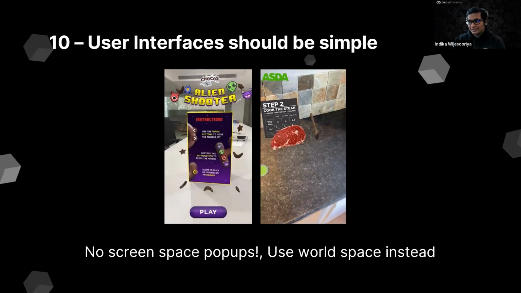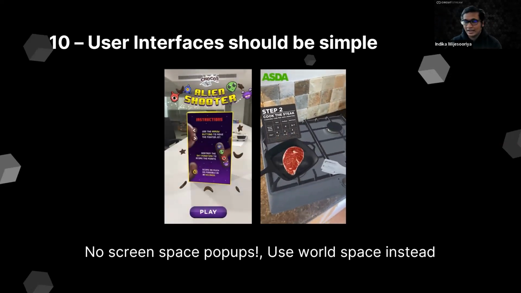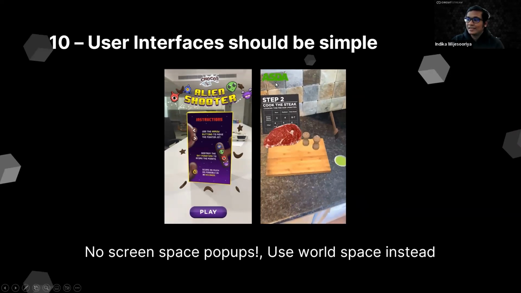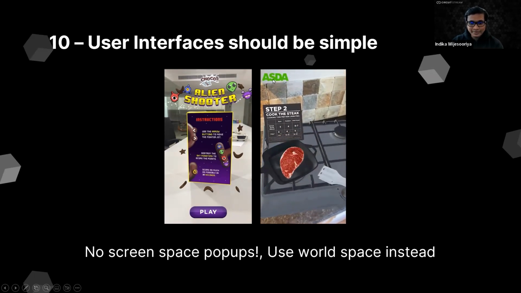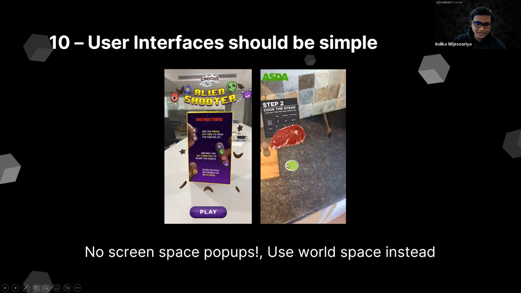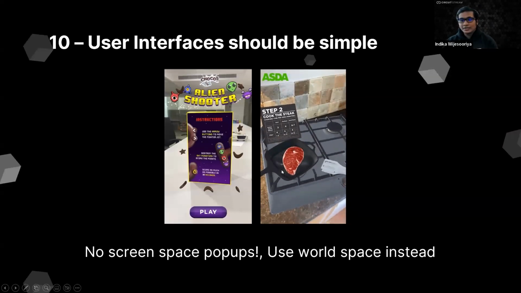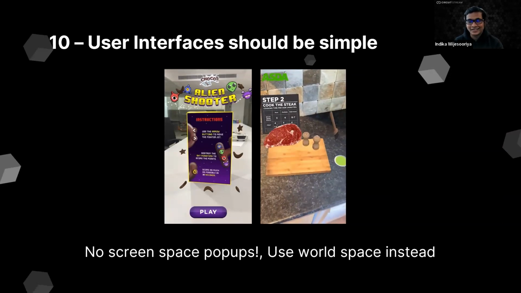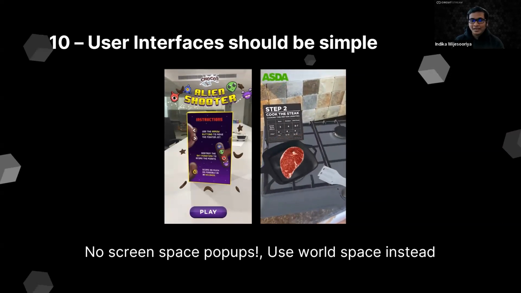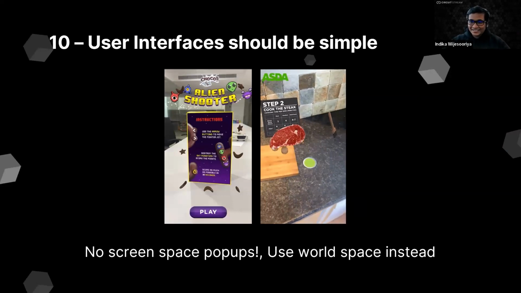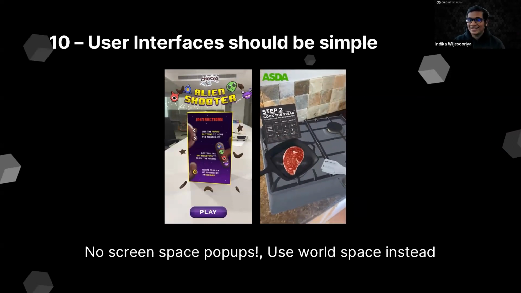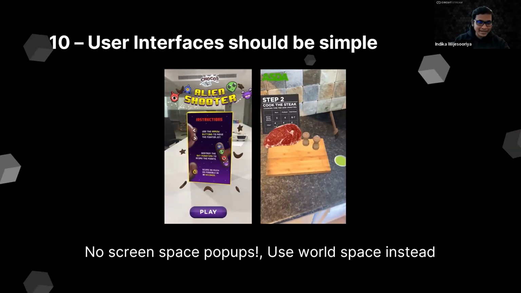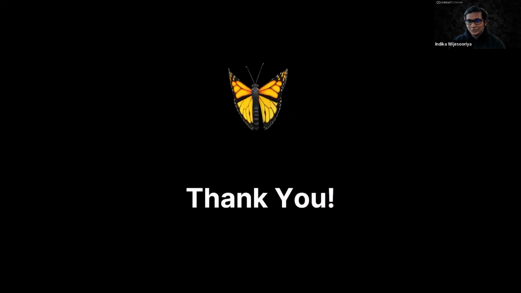So I'm showing a couple of examples that are created using Niantic 8th Wall. And right here, you can see this is the only screen space UI in this example. And this is the world space UI, right? So use world space user interfaces to make things look nice and allow users to explore. All right, so that ends the 10 tips and tricks and design principles that you can use in order to make your AR filter or AR application better. Thank you so much.